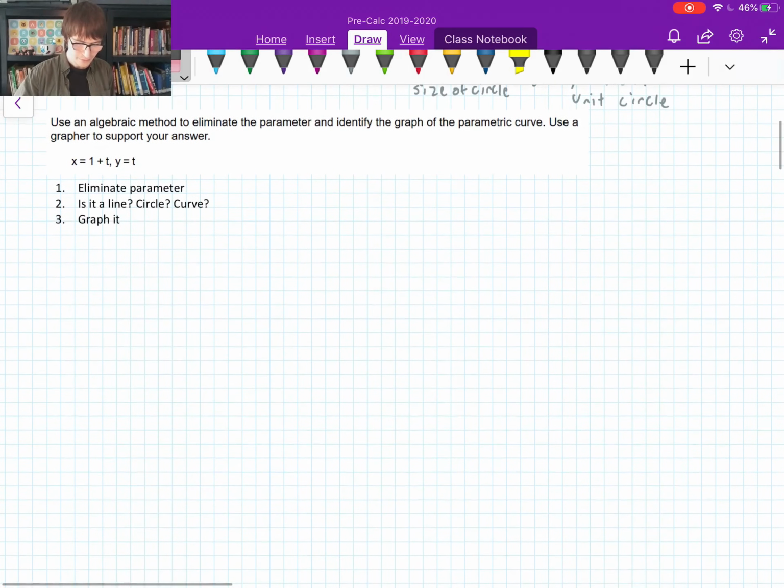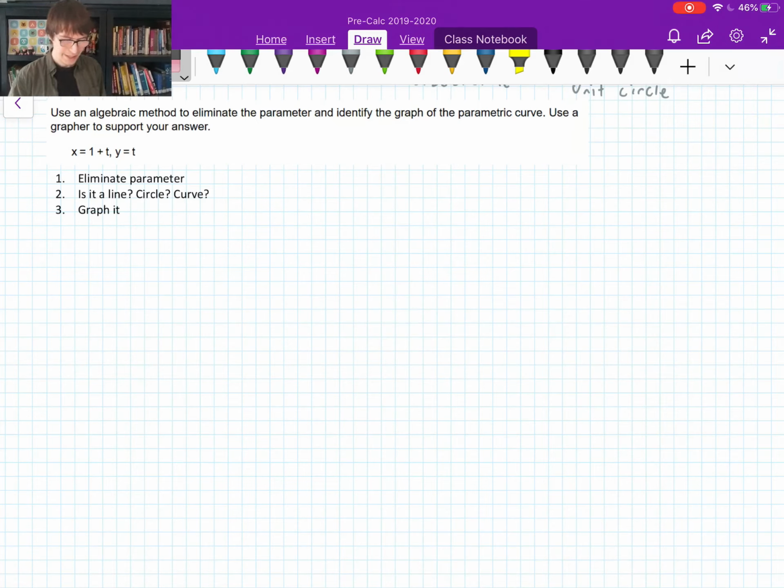Okay, the first one says use an algebraic method to eliminate the parameter and identify the graph of the parametric curve. Use a grapher to support your answer. So immediately I try to take everything a chunk at a time, like a clause.